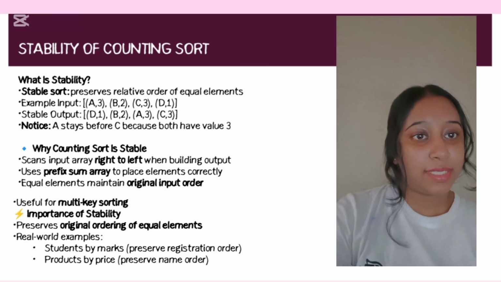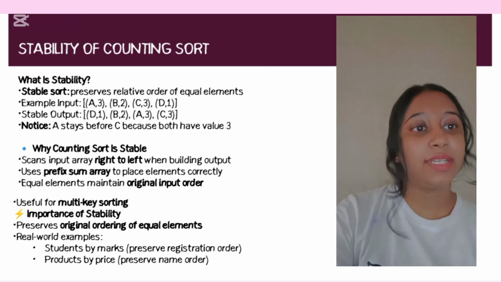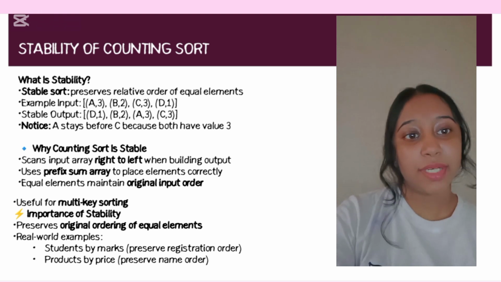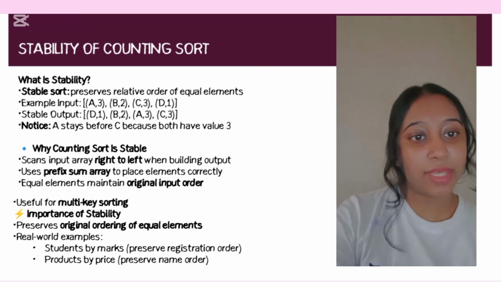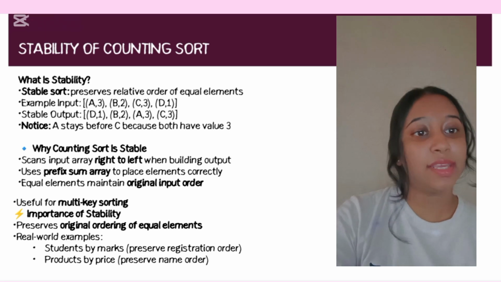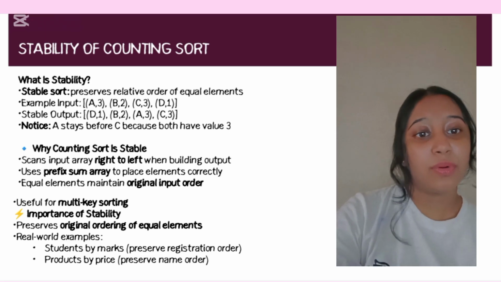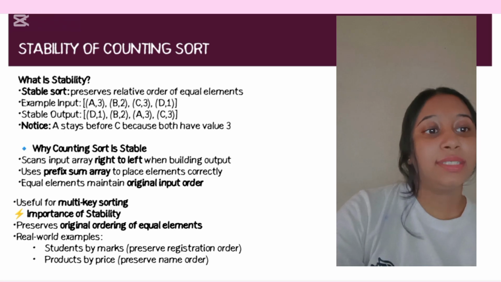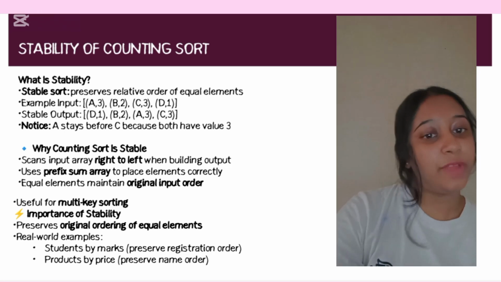Step by step: the input array A with 3, B with 2, C with 3, D with 1. Count frequency, prefix sum array. Place elements in the output array from right to left. Sorted output is D with 1, B with 2, A with 3 and C with 3. Notice how A still comes before C even though they have the same values.